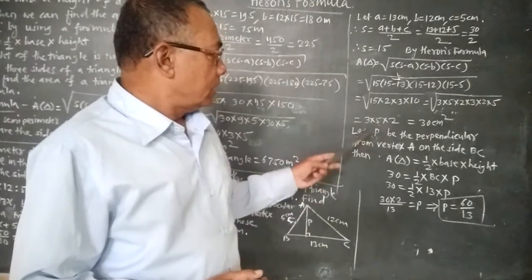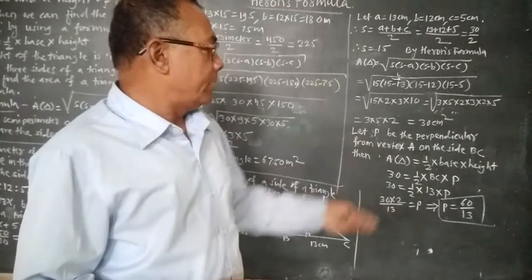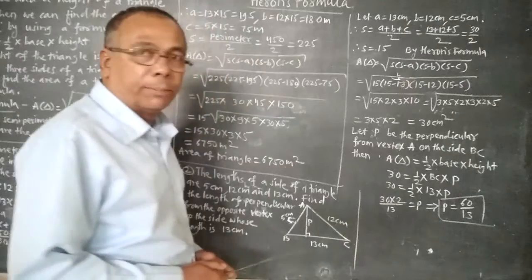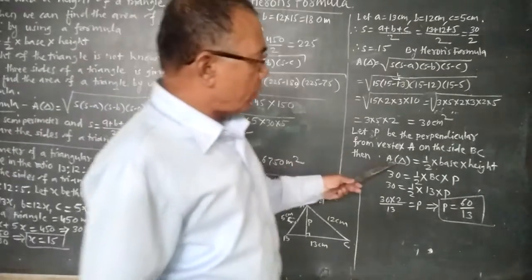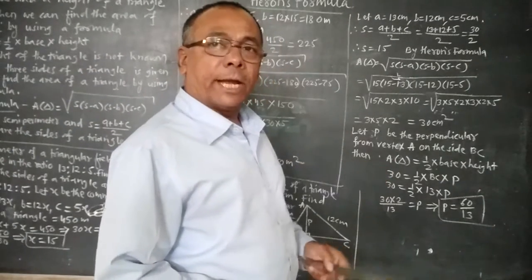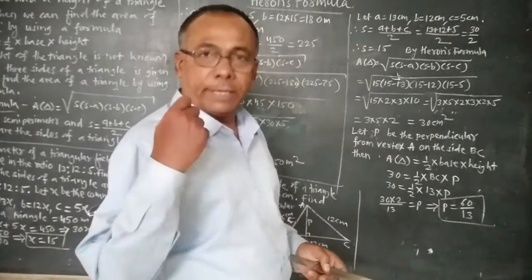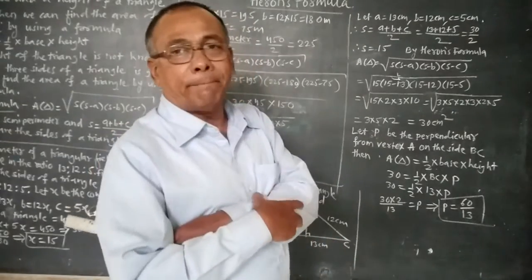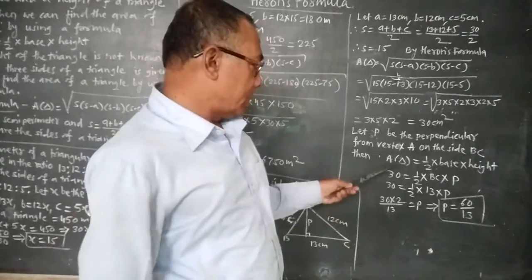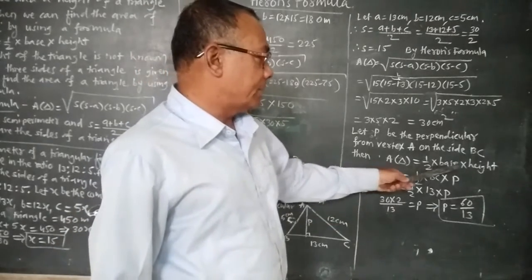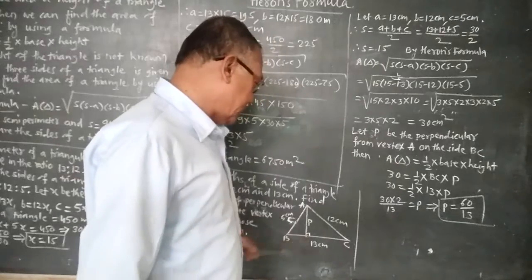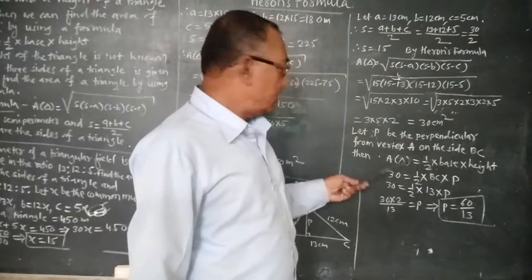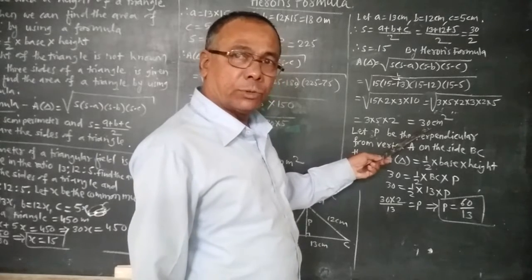Now here let P be the perpendicular from vertex A on the side BC. Just now we have seen the figure. Here then area of the triangle is equal to, we know that if the perpendicular is given, base is given, then we can apply the formula. Area of the triangle is equal to 1/2 base into height. Here base is BC and height is P. So area of triangle we know, that we have calculated just now, that is 30.